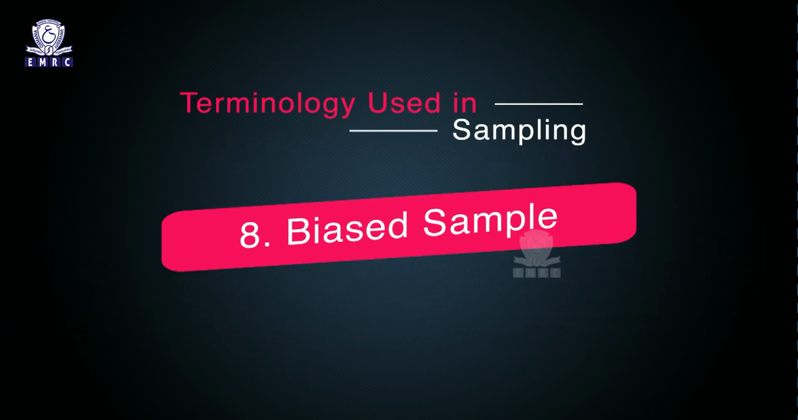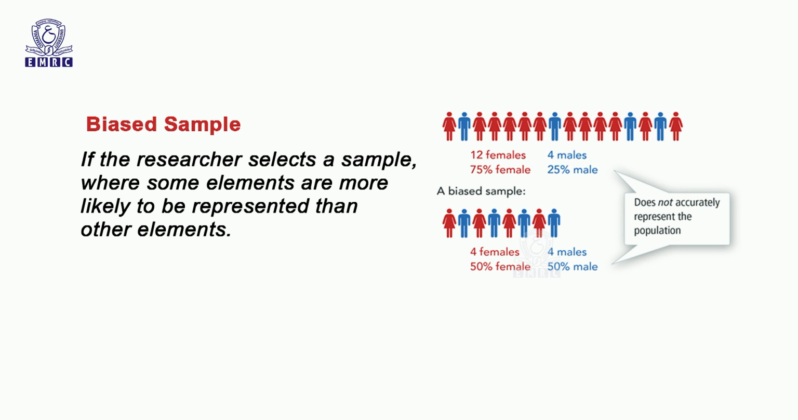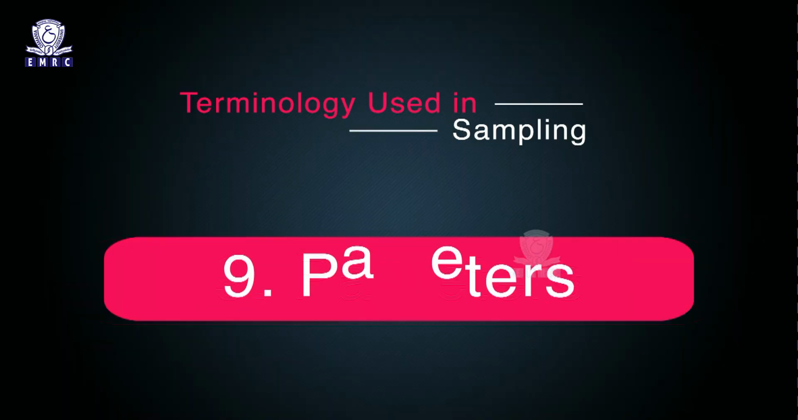Biased sample. If the researcher selects a sample where some elements are more likely to be represented than other elements, it is called a biased sample. For example, the researcher wishes to study the problems of people residing in the slum areas in Hyderabad. There are many slums in Hyderabad. The researcher may select the people residing in slum areas nearby the industries, ignoring the people residing in slum areas in rich localities, which may lead to bias.